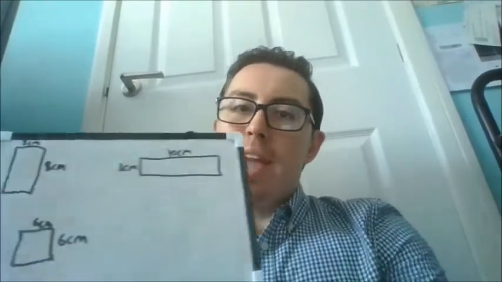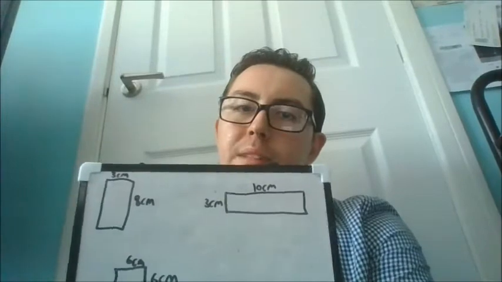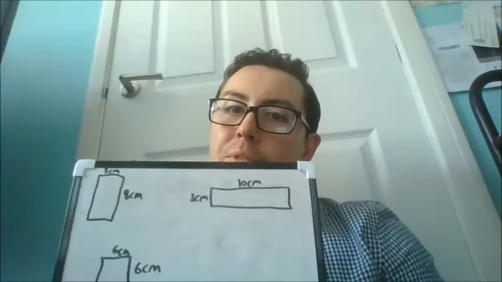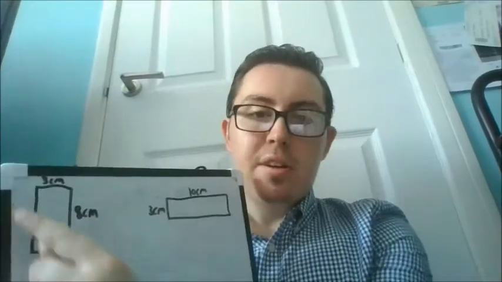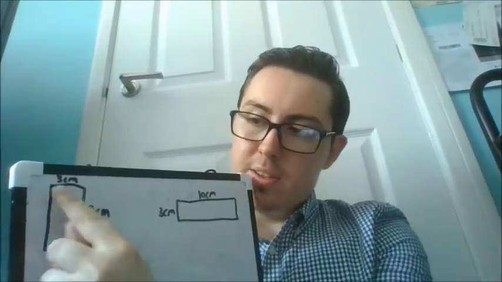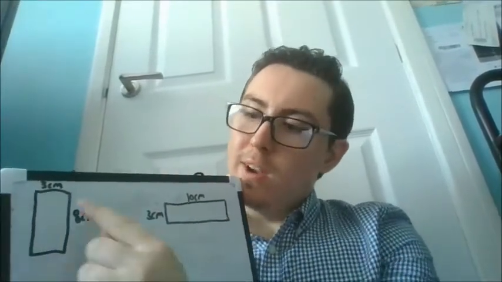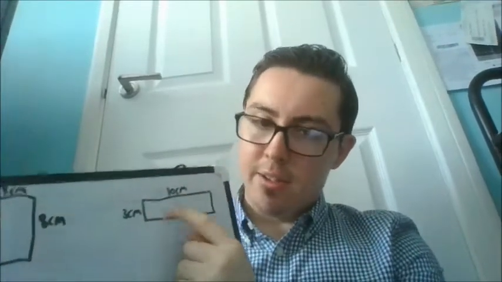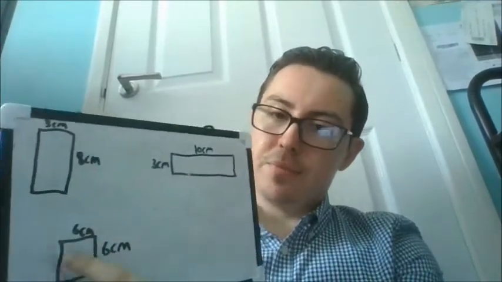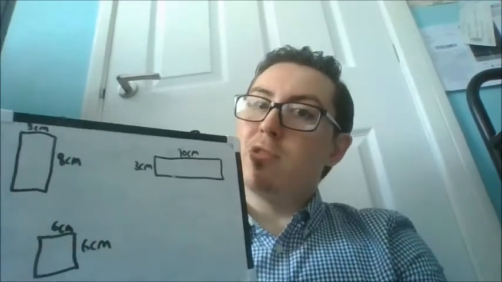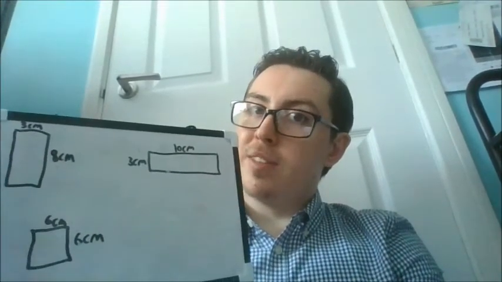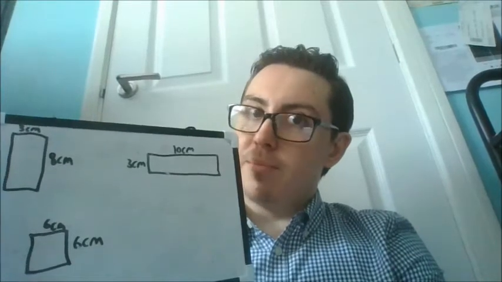So the difference between area and perimeter is that with perimeter, we add up the numbers on the outside of the shape. So here's the outside of this shape. With area, we look at the inside of the shapes. We don't look at the outside, we look at the inside. And we don't add them like we do with perimeter, we times them.